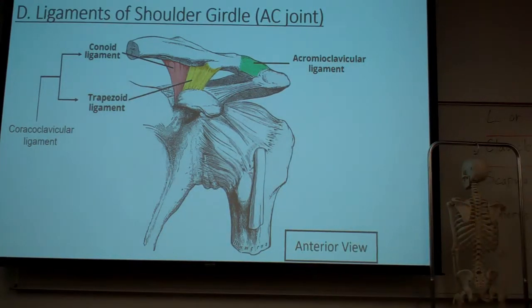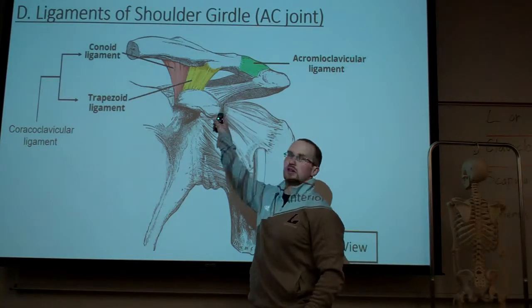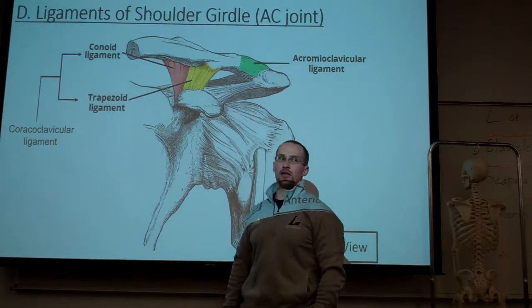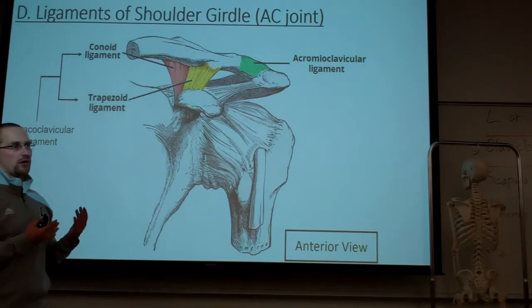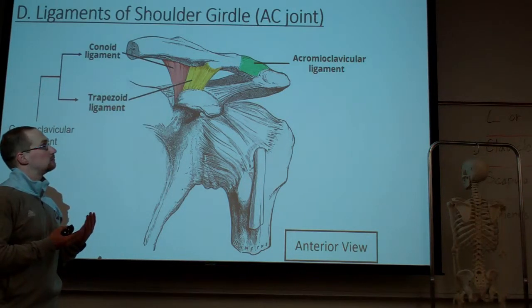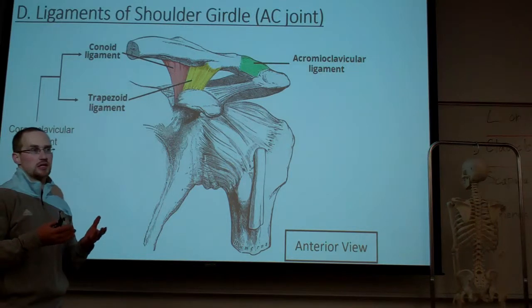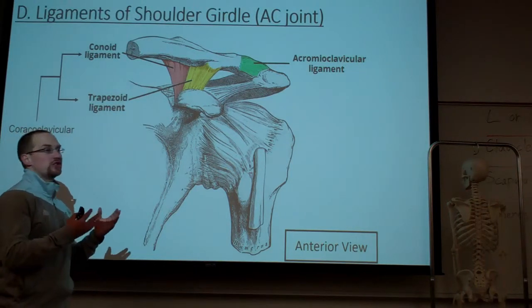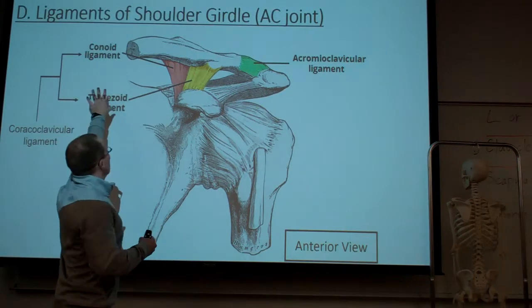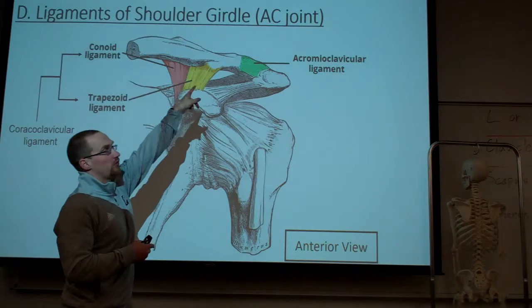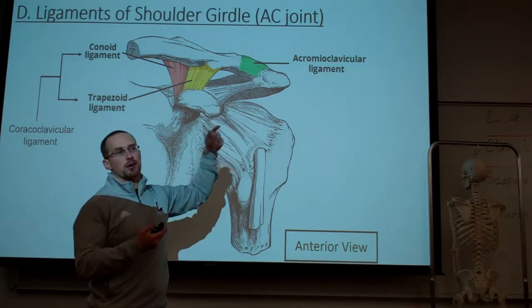Are you going to ask us to differentiate between the conoid and the trapezoid? No, I'm not. I would not. So I'm not going to give you a diagram saying, tell me what the trapezoid ligament is, what the conoid ligament is. What you should be familiar with is generally where they attach. Not specific like we did with muscles, generally where they attach. And specifically what joint do they help hold together. So two of these, if you want to count these as separate, all three of these, they hold the AC joint together. They keep it from coming apart.